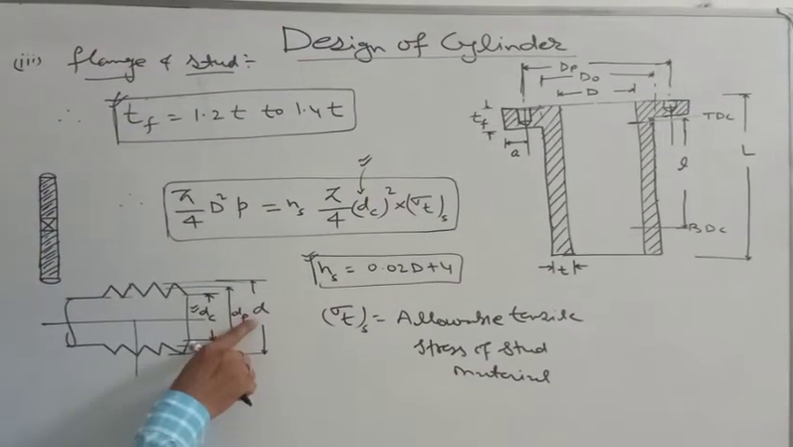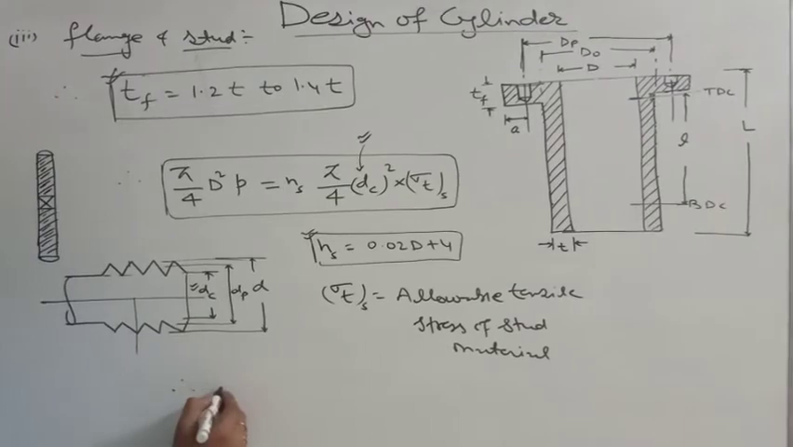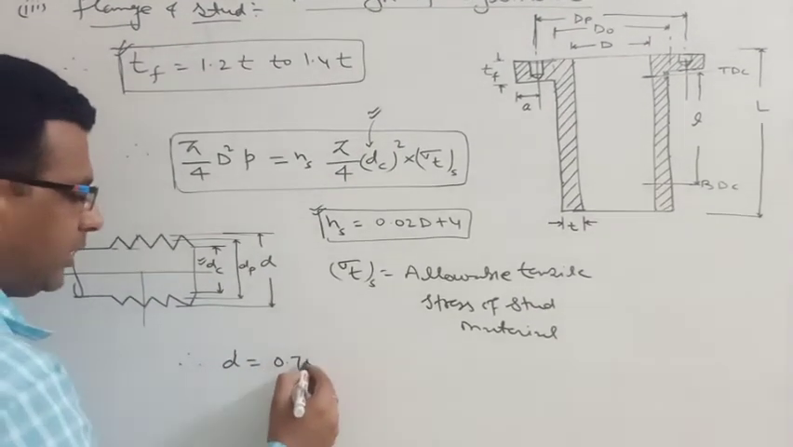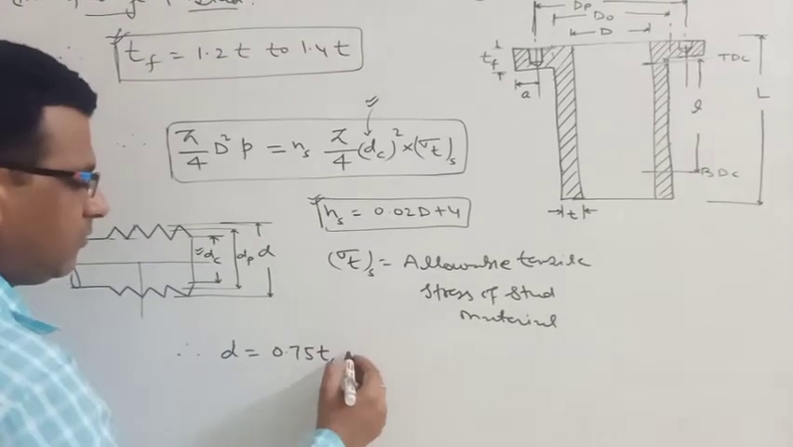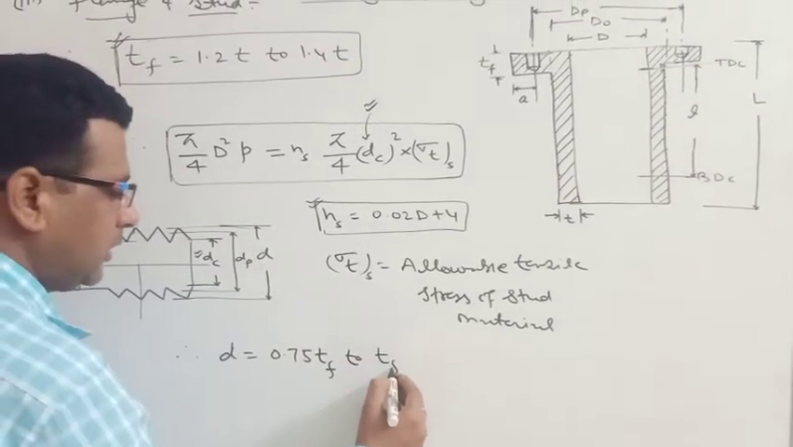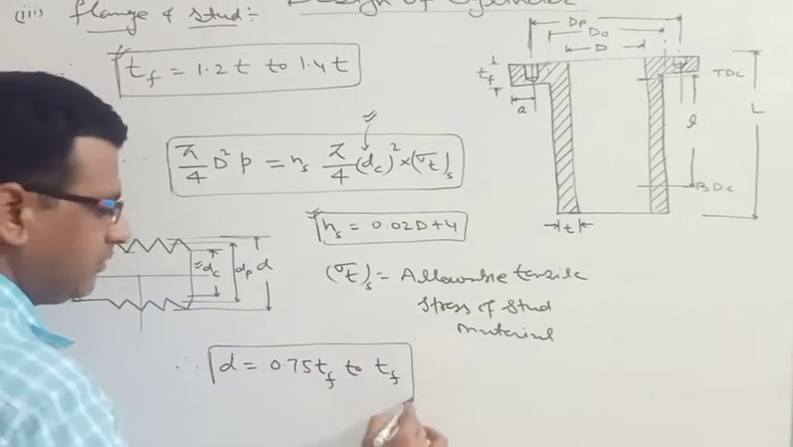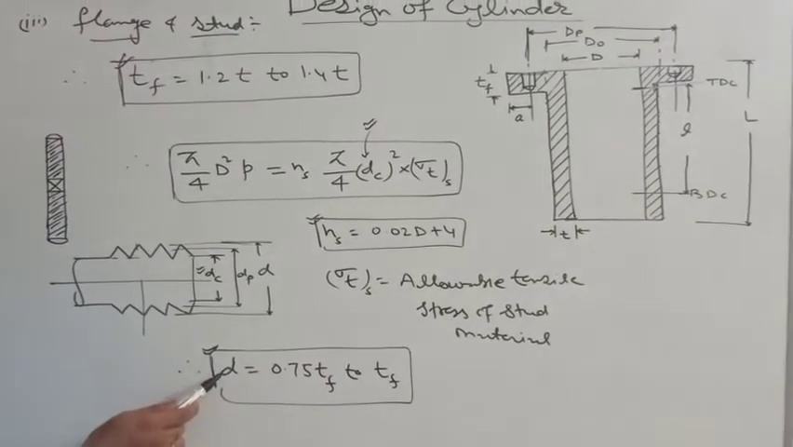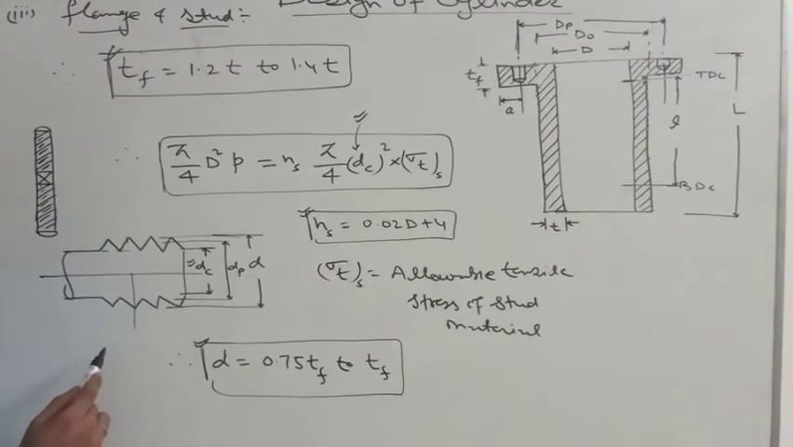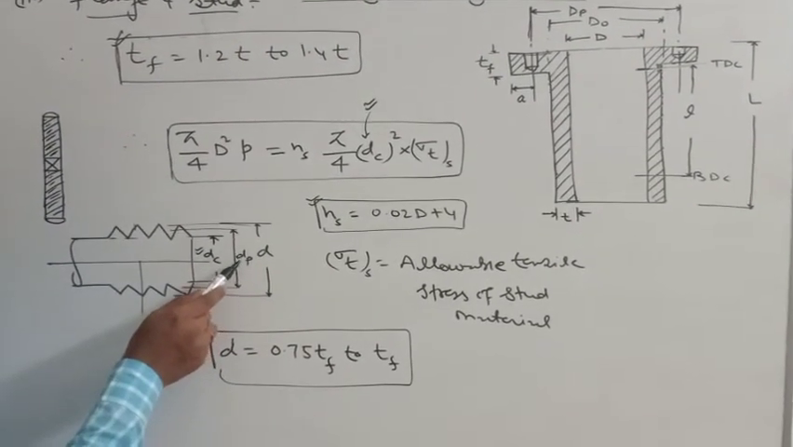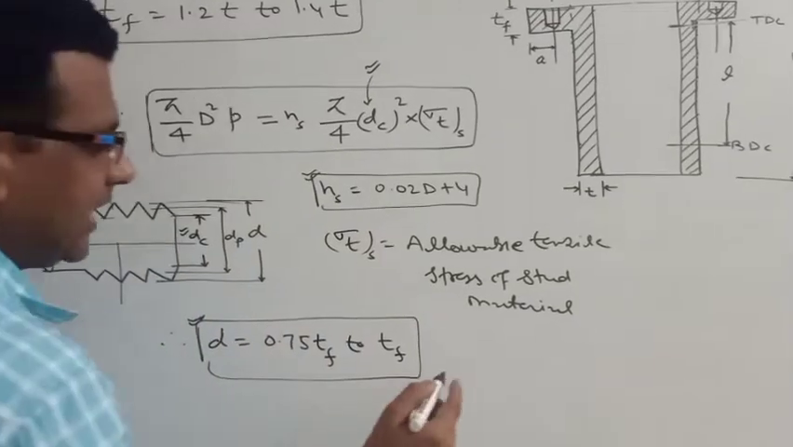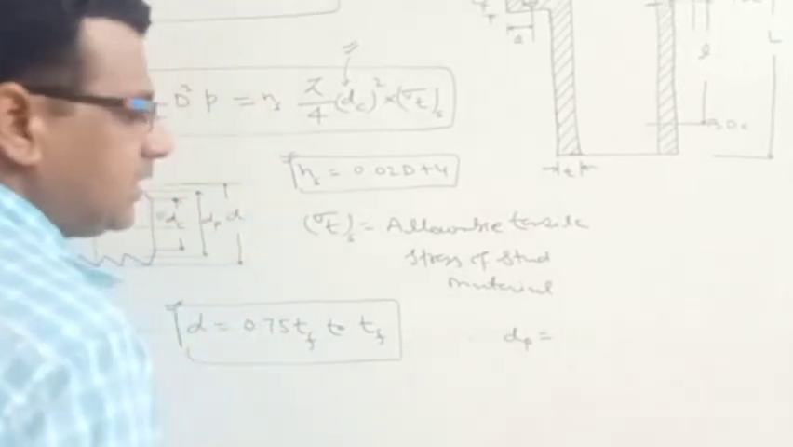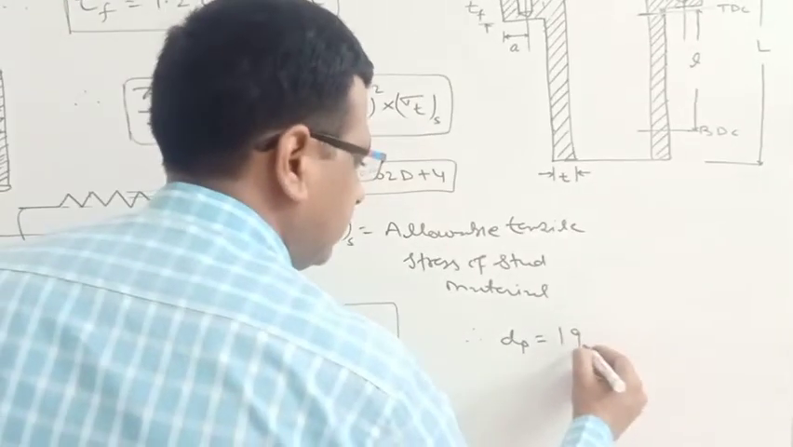Now we want to calculate the nominal diameter, so the relationship for the nominal diameter is used. It should be 0.75 times the thickness of the flange up to equal to the thickness of the flange. In between these two, we can calculate the value of the nominal diameter or major diameter. But we also want to calculate the pitch diameter of the threads, and for the pitch diameter there are maximum and minimum limits.